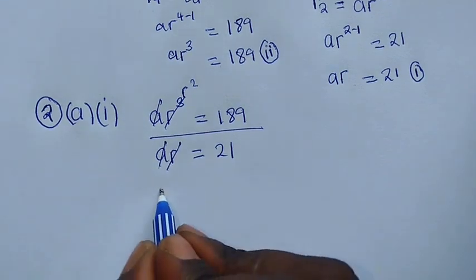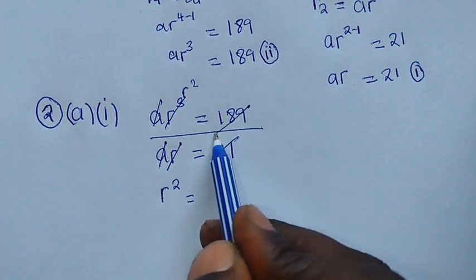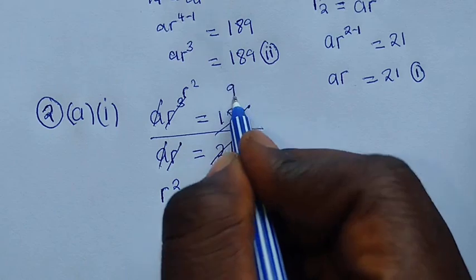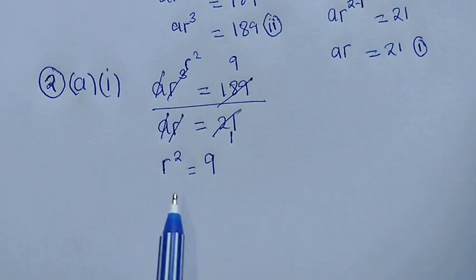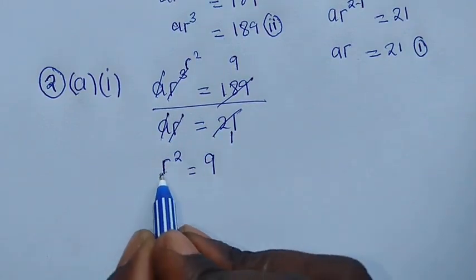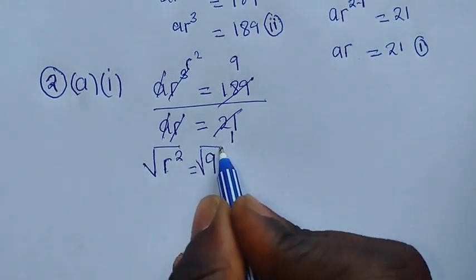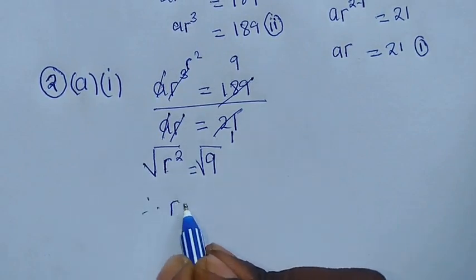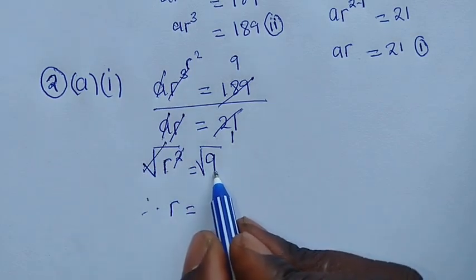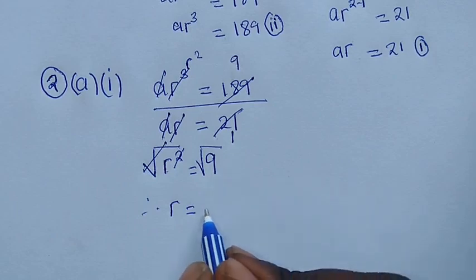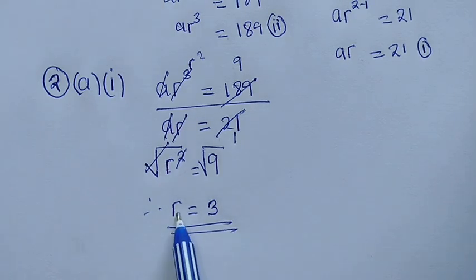So here, I will just write r^2 equal to 189 divided by 21, which is 9, because 21 goes into 189 nine times. So r^2 is equal to 9. This r is representing the common ratio. We need to get rid of the square by introducing the square root to both sides. So therefore r equal to the square root of 9, which will be a positive or a negative 3. In this case, we take the positive 3. So r is equal to 3. This is our common ratio.